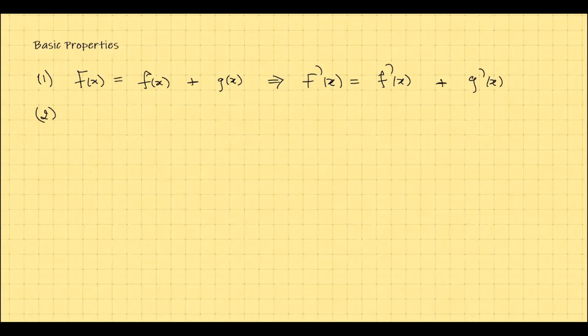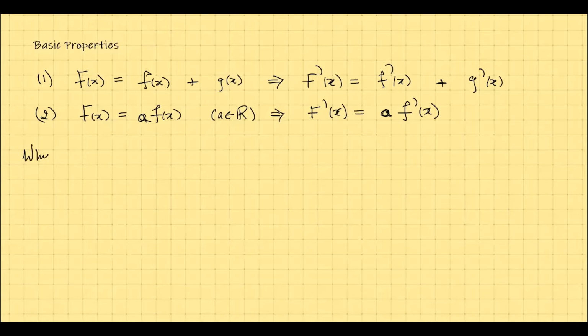The second property is, suppose that I define a function capital F of x, not by adding up two separate functions as I've defined above, but say by taking a function lowercase f of x and multiplying it by some constant number a, where a is a real number, then how would I work out the derivative of capital F of x? Well, the property tells me the a has no part to play in this process. I simply differentiate the lowercase f of x and multiply that by a to get the derivative of the uppercase F of x.